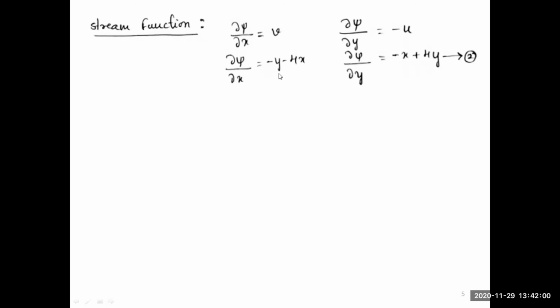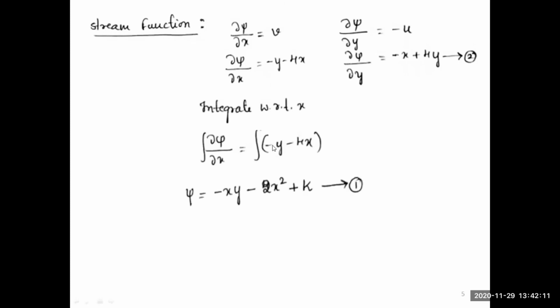The first step is you have to integrate with respect to x. If you integrate ∂ψ/∂x with respect to x, you will get psi is equal to the integration of minus y with respect to x, which is minus xy, and the integration of minus 4x is minus 2x square, because integration of x is x square by 2, and 4 divided by 2 is 2. So minus 2x square plus the constant of integration k. We'll name this equation number 1.